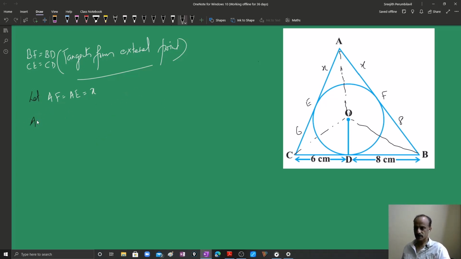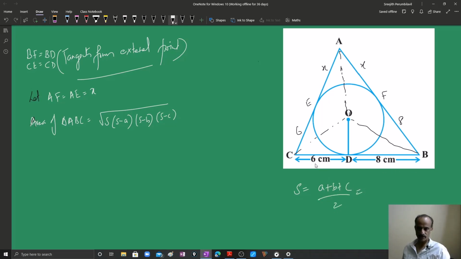What is the area of the triangle? Area of triangle ABC is equal to root of S into S minus A into S minus B into S minus C. What is S actually? Semi-perimeter, that is A plus B plus C by 2. What is the measurement of one side? 6 plus 8, 14, plus this is 8 plus X, this is 6 plus X, whole divided by 2. When you add this, 14 plus 8, 22, plus 6, 28, plus X plus X, that is 2X, by 2. When you divide that, you will get 14 plus X.